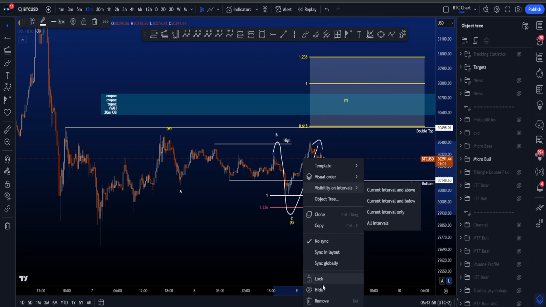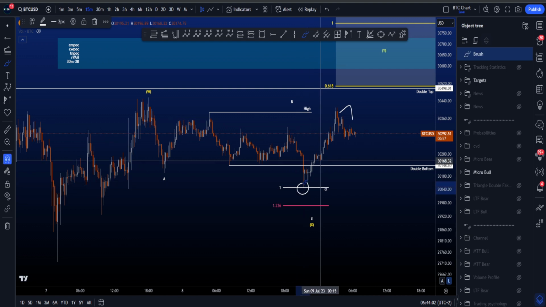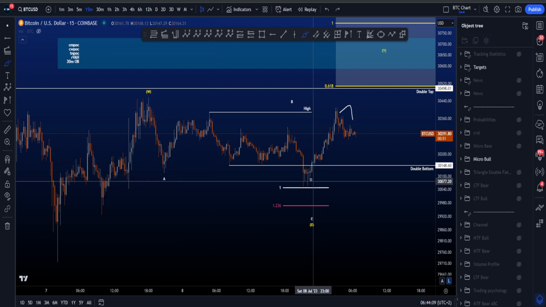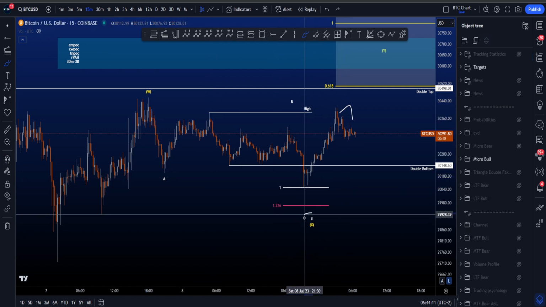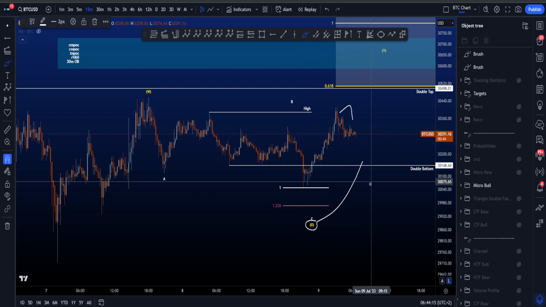Now in this scenario, if we go to the fib, we also had the 1-to-1 fib being hit over here. So this one is taken from the high to the low of A to this high, particularly over here. And then the 1-to-1 was hit, which is a target for wave C. And that could then be the end of a wave X for then continuation to the upside.